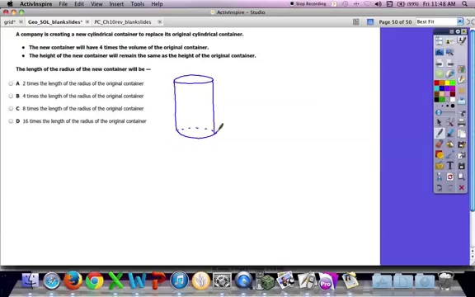If we're using the formula for the volume, again, on your formula sheet, you have one. It is volume equals pi r squared h. So we're going to have 2 different cylinders, right? V1, the volume of the first, and V2, the volume of the second. What we know is the new one, V2, will have 4 times the volume of the original. So 4 times V1 equals V2.